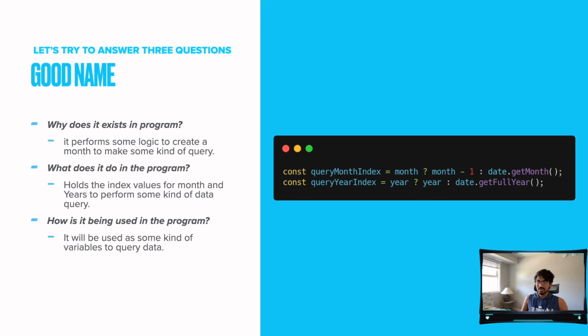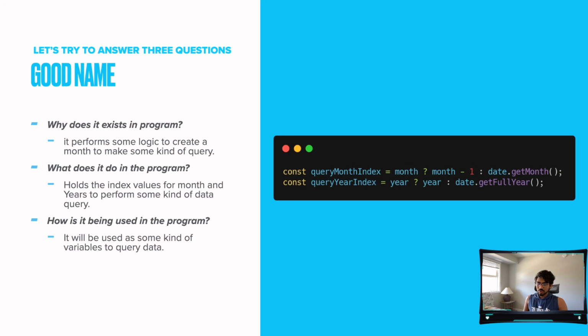So the first question: why does it exist in the program? It performs some kind of logic to get an index, which will be provided to a query. We can answer that question just from the name because it says query month index. So query month says we are going to perform some kind of query which requires a month, and we are trying to get the index of that month. What does it do in the program? Well, it holds some kind of index value which is going to be used in a query, right? A database query, or it can be just an array query.